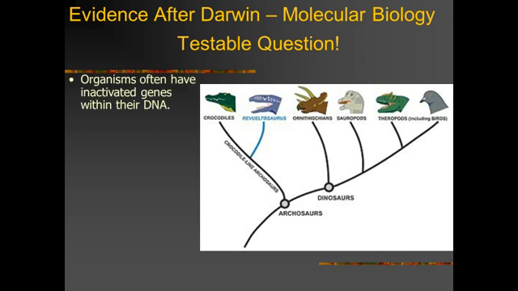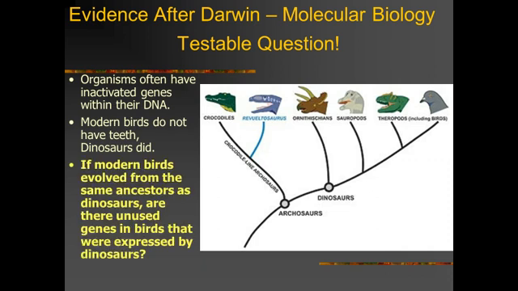We also know that living organisms often have sections of DNA that aren't used. Some of these unused sections of DNA appear to be deactivated genes. And in addition, we know that modern bird species don't really have true teeth, such as many of their dinosaur ancestors did. So here's our question.